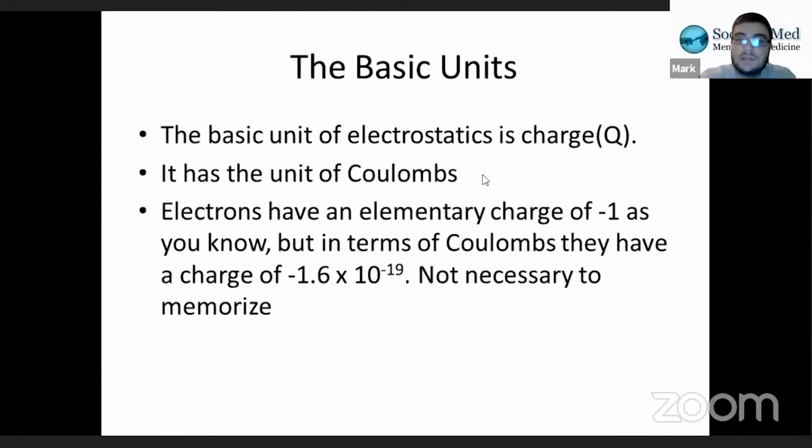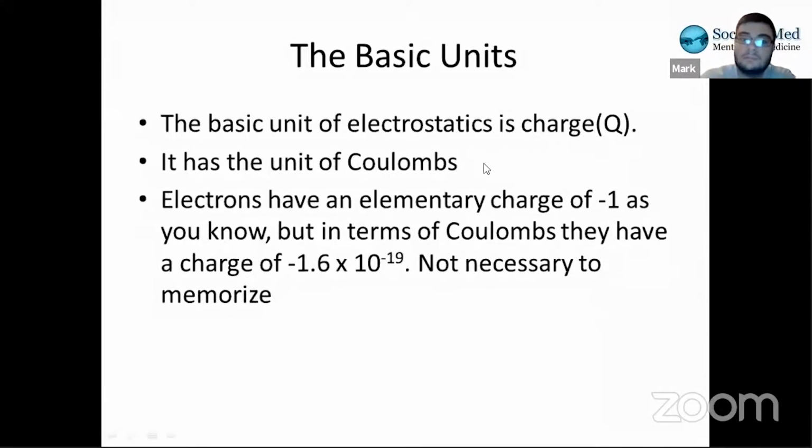Okay, so the basic units. The basic unit of all electrostatics is charge, which is written as Q and has the unit of coulombs. Electrons have an elementary charge of -1, as you might know from your general chemistry class, and protons have an elementary charge of +1. But in terms of physics, that's not actually how we consider charge, right? In physics, we consider charge in terms of coulombs. And in physics, an electron has a charge of -1.6 times 10 to the -19 coulombs, right?